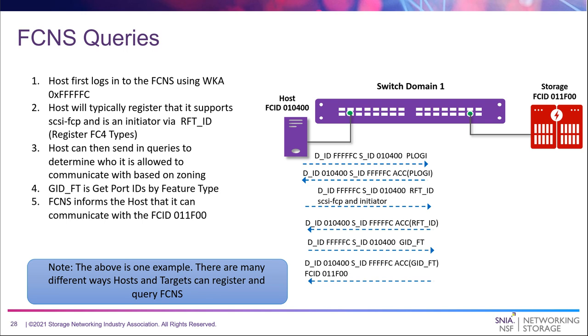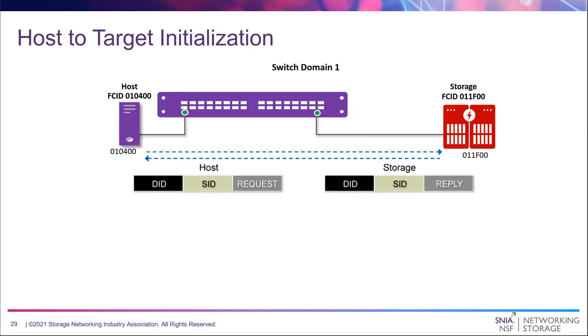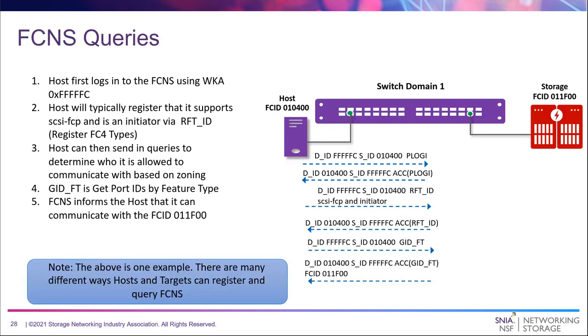And then it's going to query, hey, who am I allowed to talk to? Who's in my phone book? And that get port IDs by feature type is basically going to be the query to say, hey, in my phone book, tell me who I'm allowed to see. And then FCNS is going to tell the host back, hey, you can communicate in this case with FCID 011F00. And that's one example of how that host at FCID 010400 finds out that it can talk to that particular storage port, is through that query.